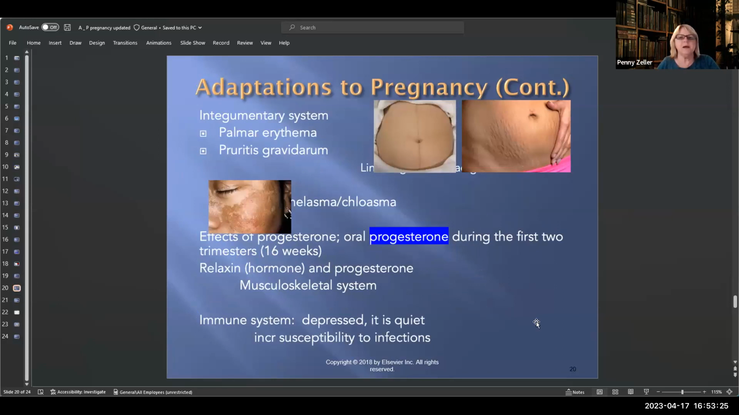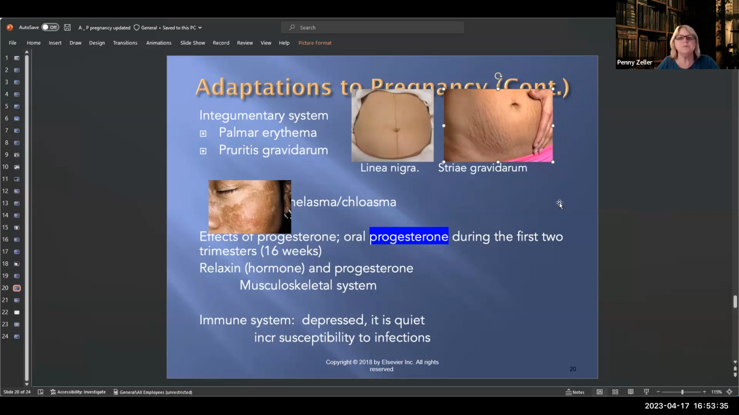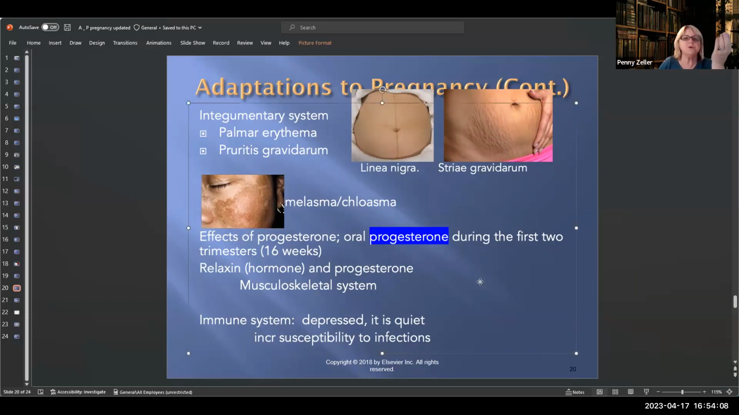And then here's your skin we talked about. We talked about the linea nigra, that line that goes right down the middle of the belly. And then the striae gravidarum are the stretch marks. The striae gravidarum are permanent. It stretches the skin and those are scars. So that's kind of permanent. They do fade, like in this one, it looks like it's fading. And they shrink a little bit. But everything else, the melasma, the linea nigra, usually resolves at the end of pregnancy. So this is progesterone that's causing these skin changes.